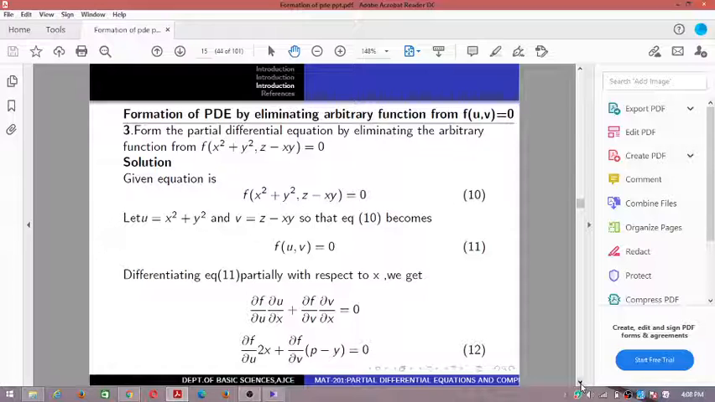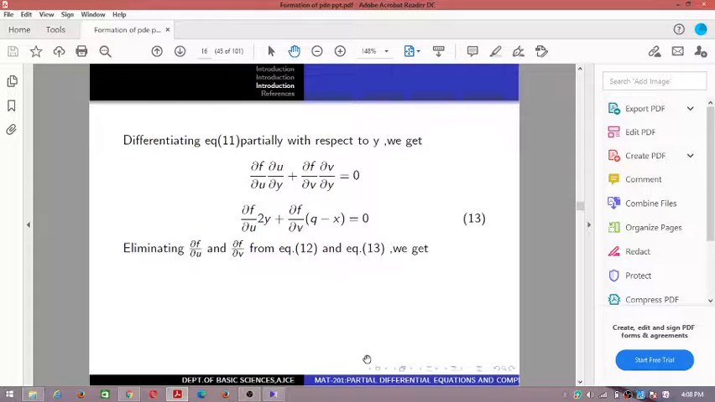And since u is equal to x square plus y square, dou u by dou x is going to be 2x, and since v is equal to z minus xy, dou v by dou x is dou z by dou x minus y. That dou z by dou x can be written as small p, hence we have the expression dou f by dou u into 2x plus dou f by dou v into (p minus y) is equal to 0.